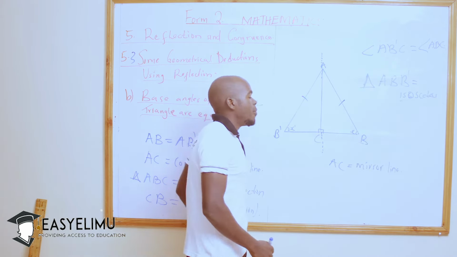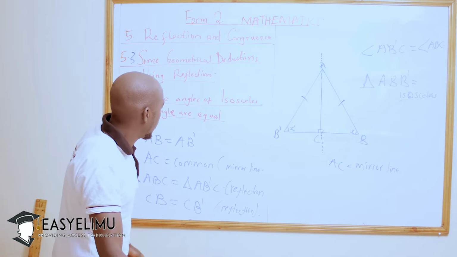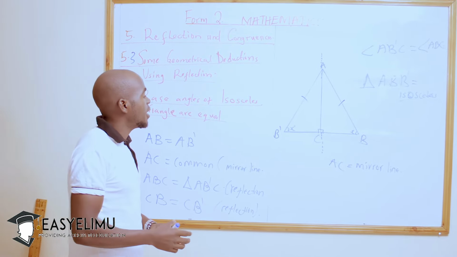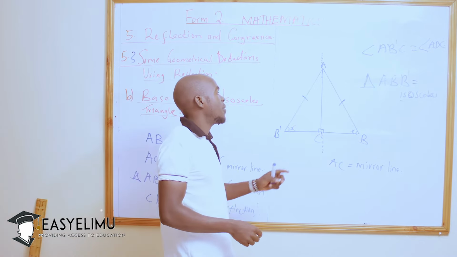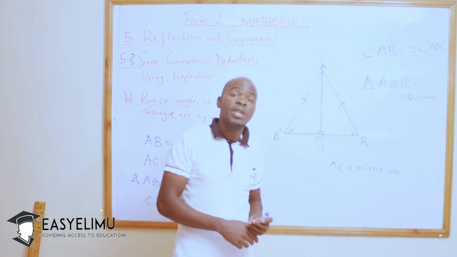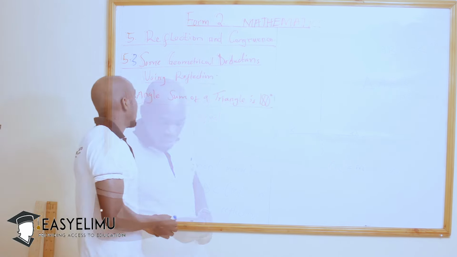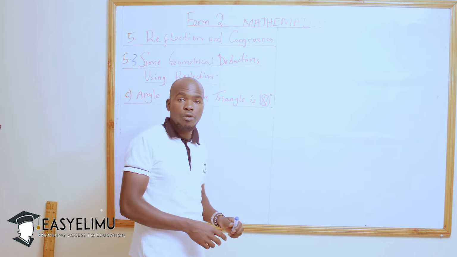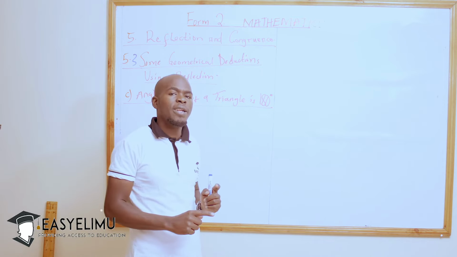We have found the base angles are the same, and if the base angles are the same and lines AB prime and AB are the same, then it means that is an isosceles triangle. Let's now find out if you sum all the angles in a triangle, does it add up to 180 degrees?